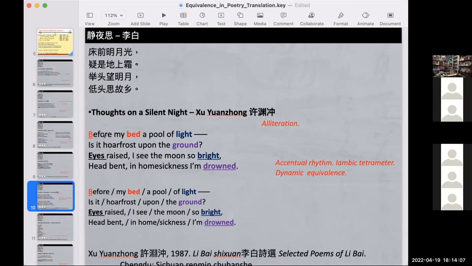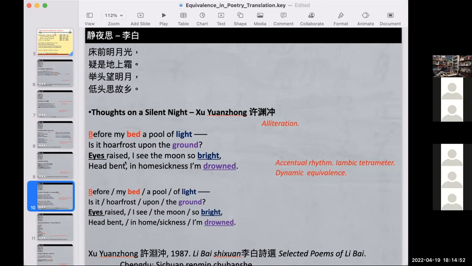This is what we call accentual rhythm. Okay, so here he says: before. When you read before, do you put stress on the B or the fore? Of course, you put stress on the fore. You say before, not before. If you put stress on the first syllable, you will not be pronouncing it as English. So you have to pronounce it as before, then it's iambic. Ta-tam, before. So you would read it in English rhythm as: before my bed, a pool of light. Ta-tam, ta-tam, ta-tam, ta-tam, four feet.